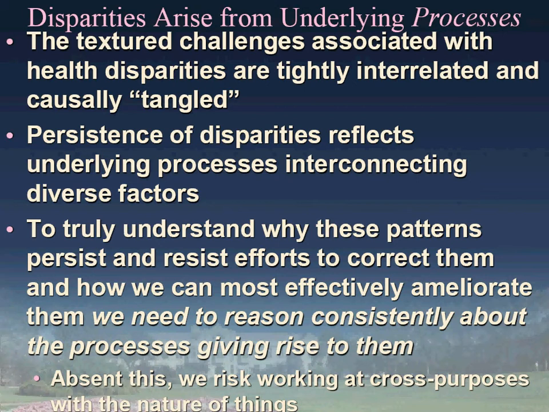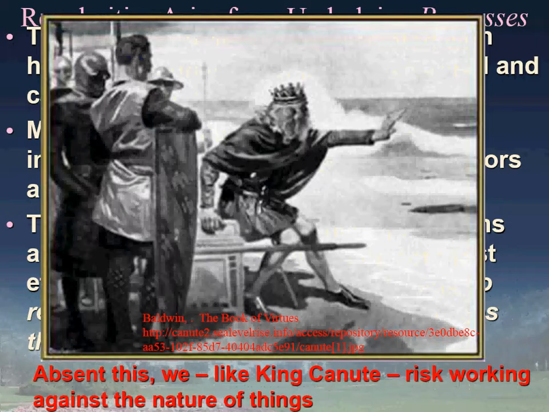And to really understand these patterns of disparities, and to understand why they resist best efforts to correct them, housing vouchers and efforts to reform the welfare system, et cetera, to understand why they've exhibited such, as we say, policy resistance, we need to think consistently about the processes giving rise to them. The thought is that if we don't do that, we'll be risking working at cross purposes with the nature of things. And the example I like is Canute here, who tried to order back the tide, or so the story was, in medieval England. He was actually a skeptic.